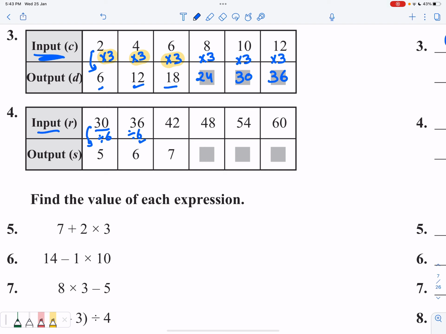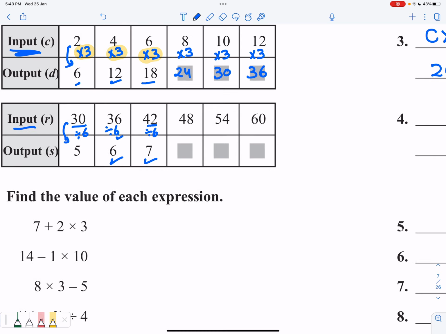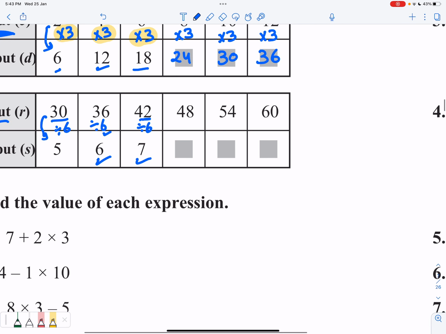36 divided by 6 equals 6, correct? 42 divided by 6 equals 7, that is correct. So we need to divide the other numbers over 6. So here we're dividing over 6. 48 divided by 6 equals 8. 54 divided by 6 equals 9. And 60 divided by 6 equals 10.